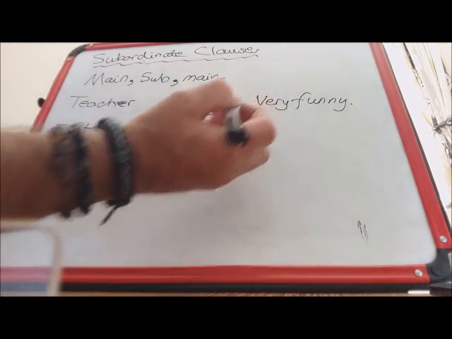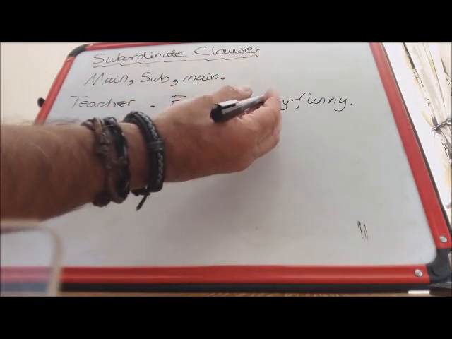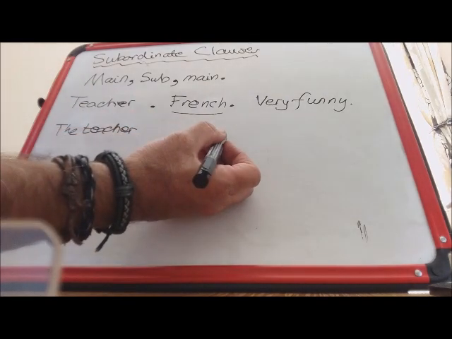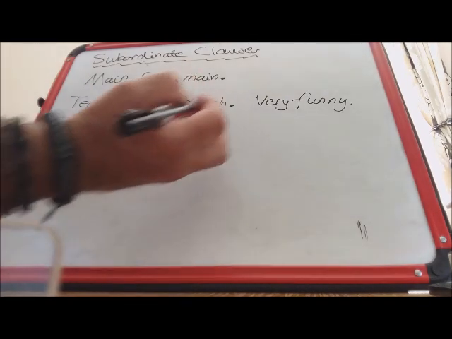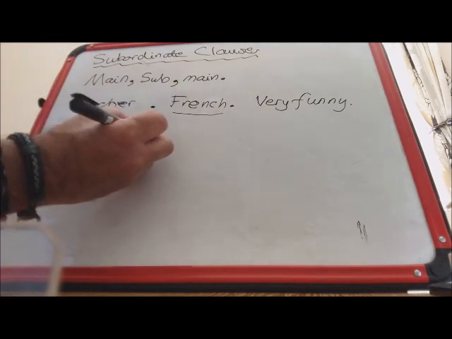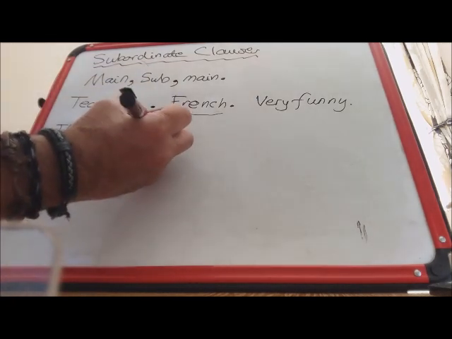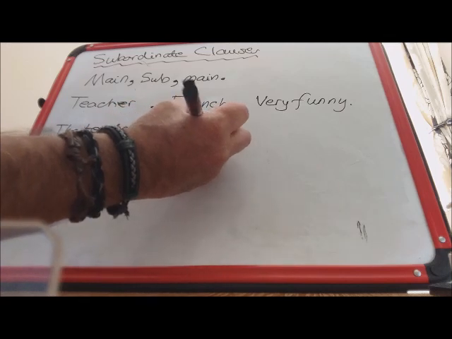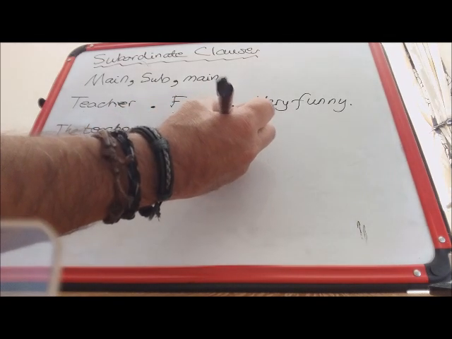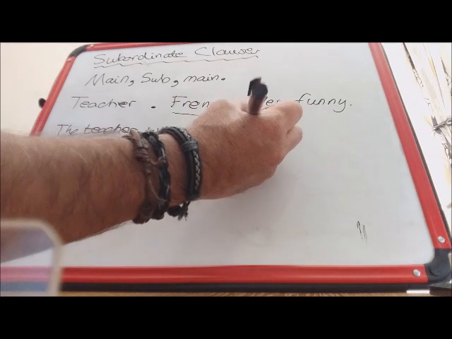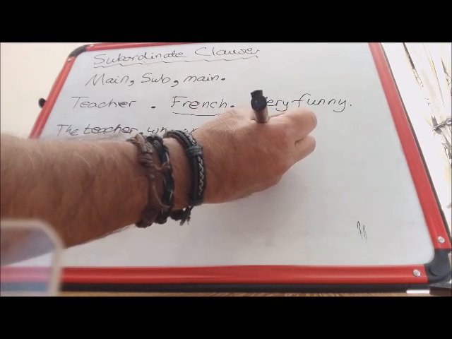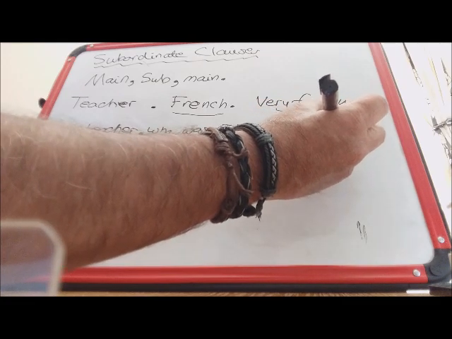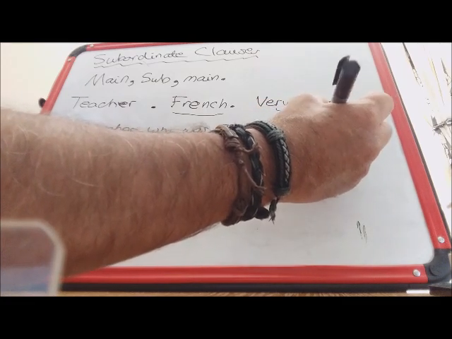And we're going to say that the teacher was funny. So the teacher was very funny. But we also want to say that they are French. So therefore, we say the teacher, who was French, comma, was very funny.